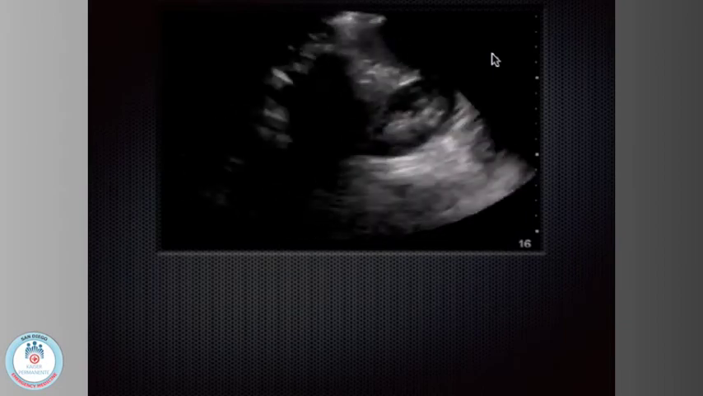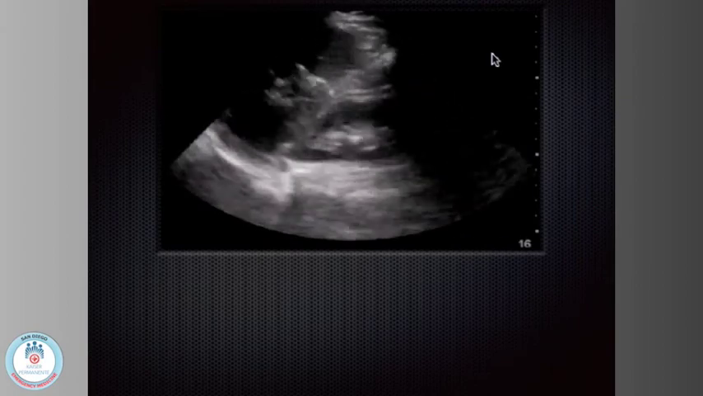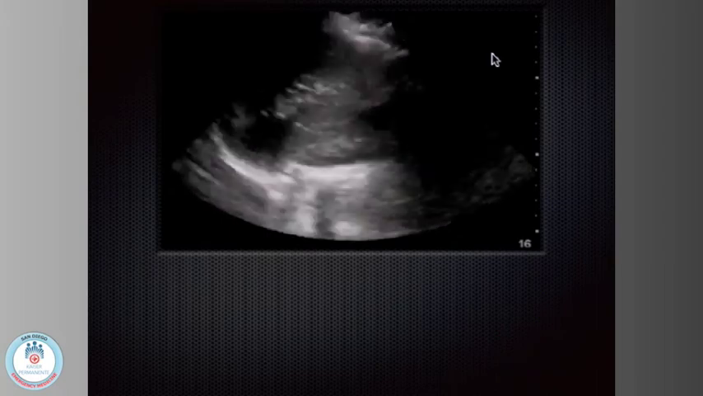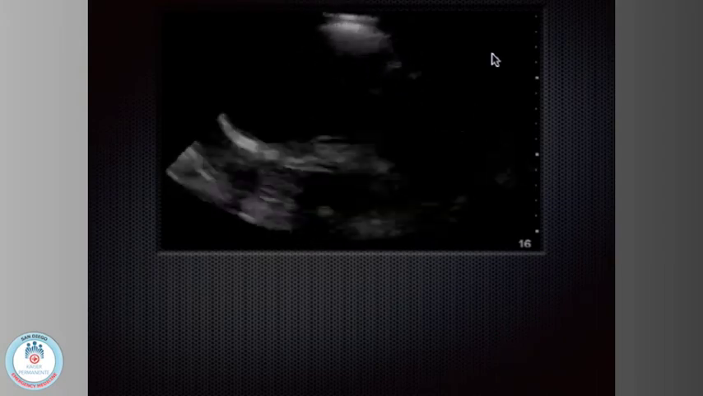What about this? What's going on with this ultrasound image? Just throw out some organs. This patient fell off a horse.